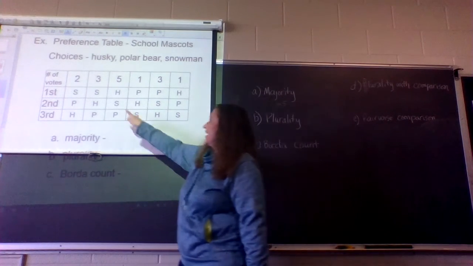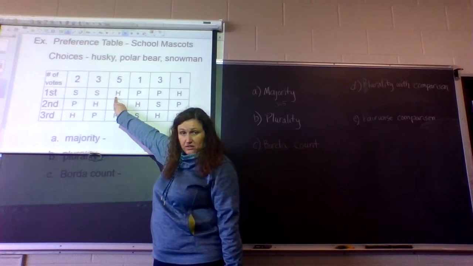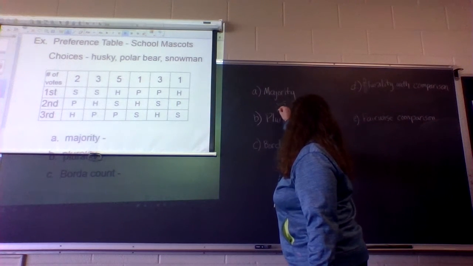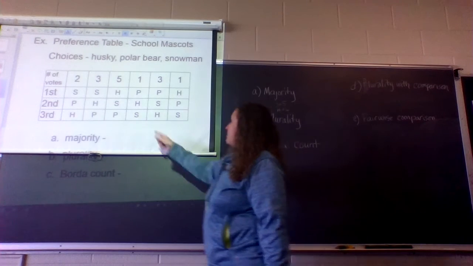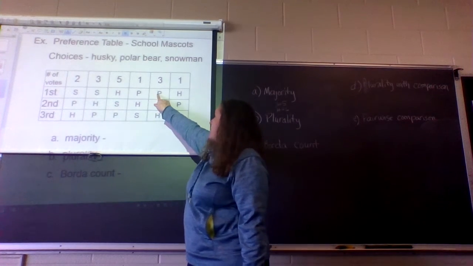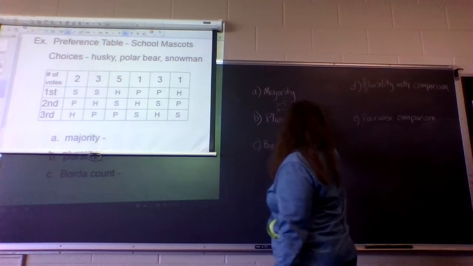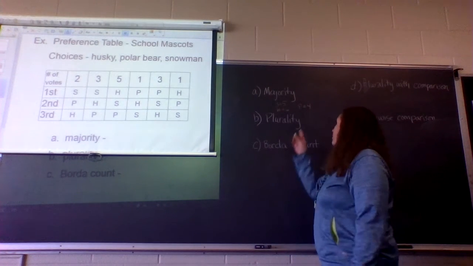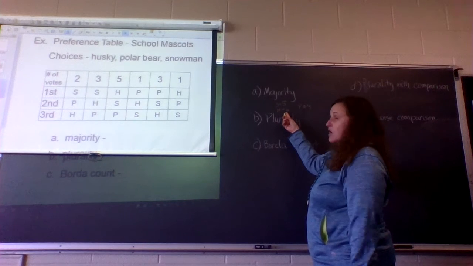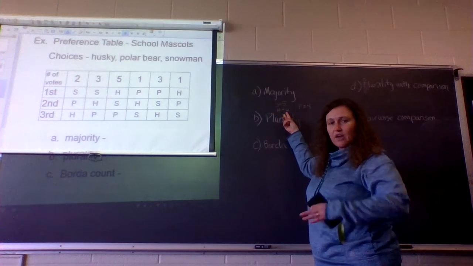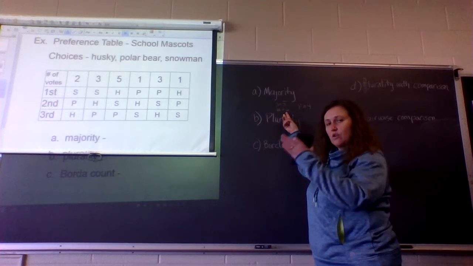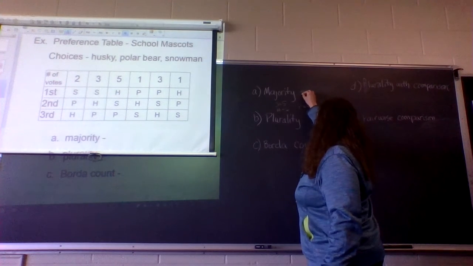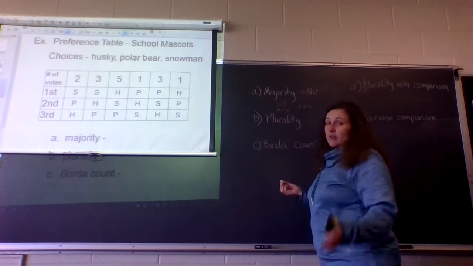All right, now let's look at H. H has 5 in this column, and then another one here. So H has 6. And P has 1 here and 3 more here. So P has 4. So what that means is at this point, Husky has the most, but is that a majority? Is that over half the votes? Well, again, there's a total of 15. We need over 7.5. That's not that. So there's no majority winner here.